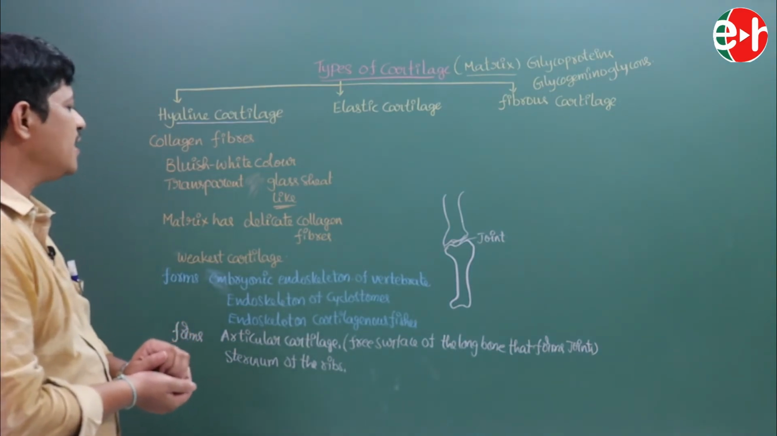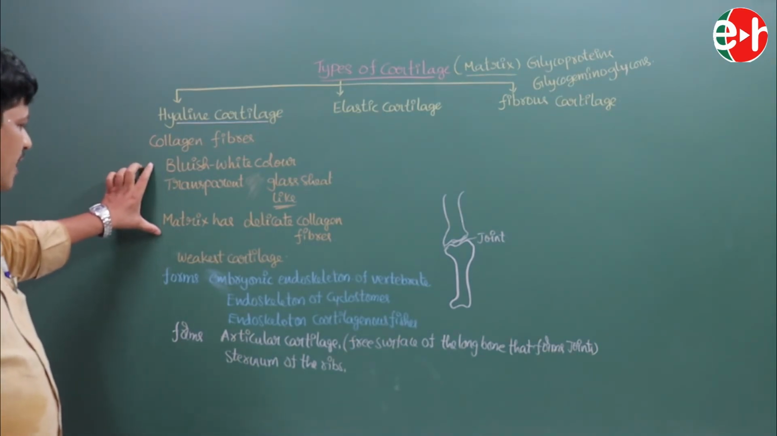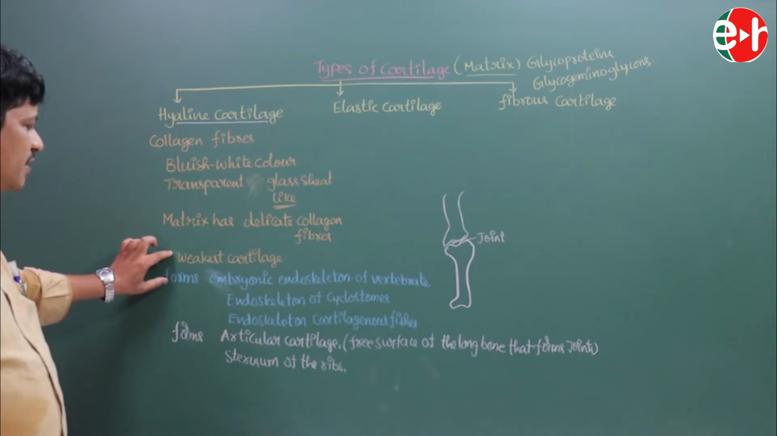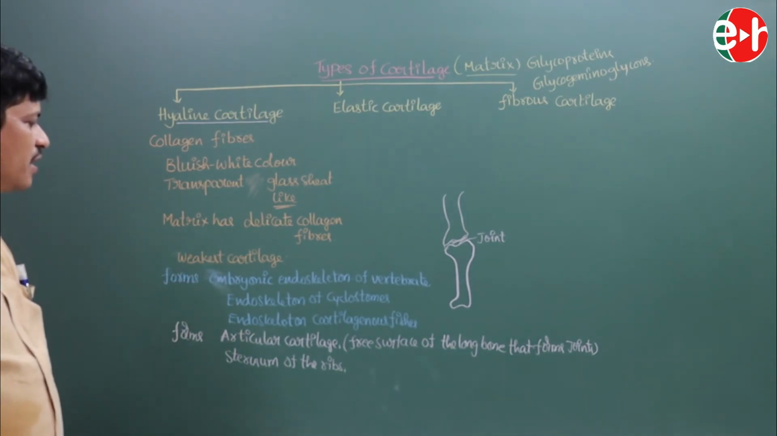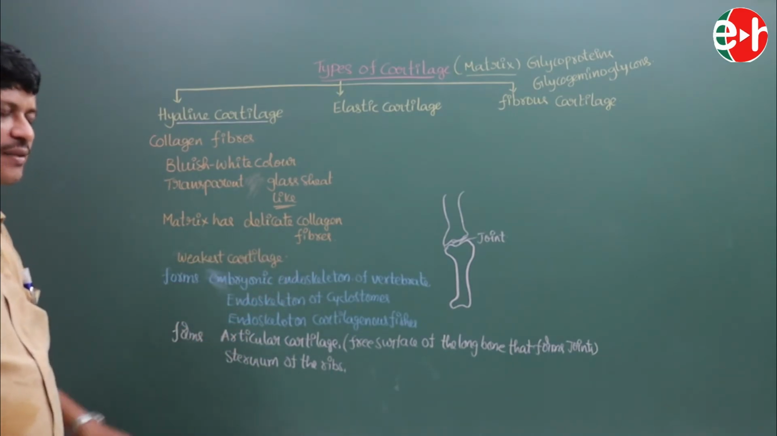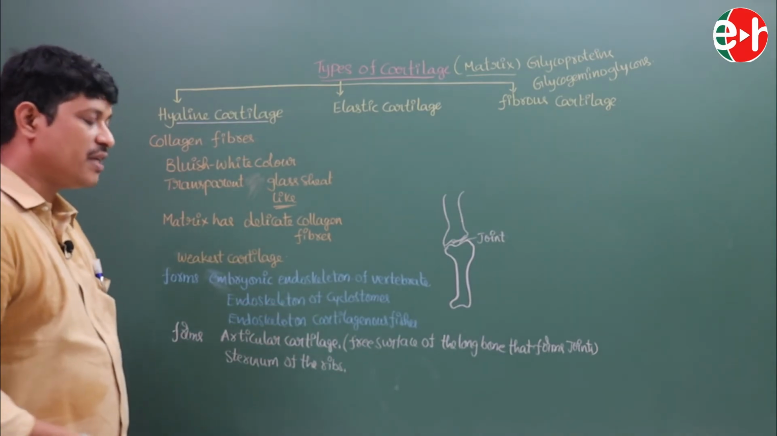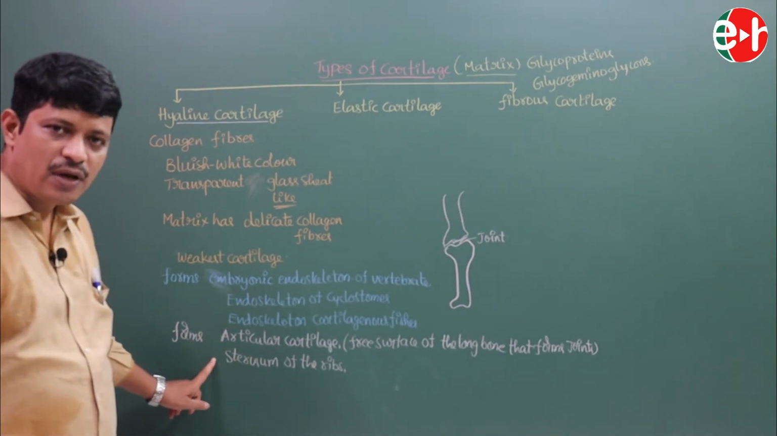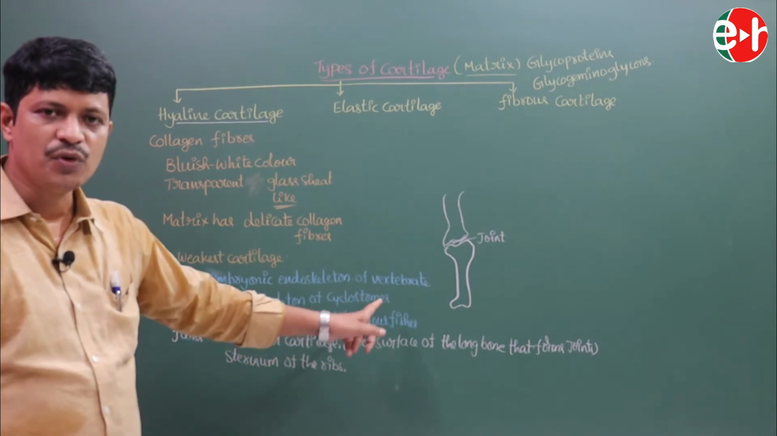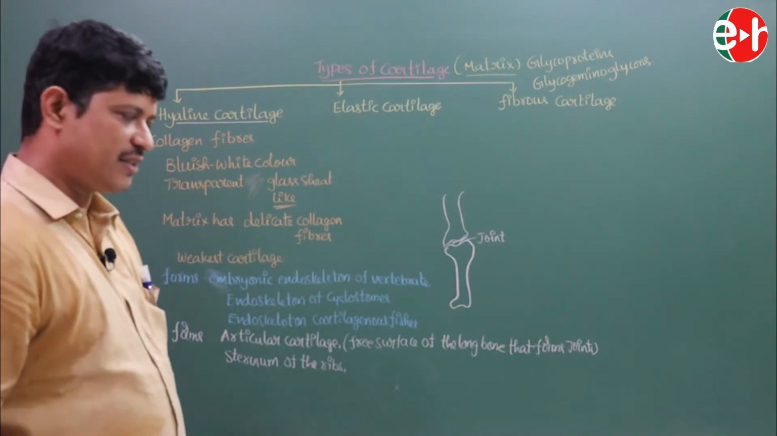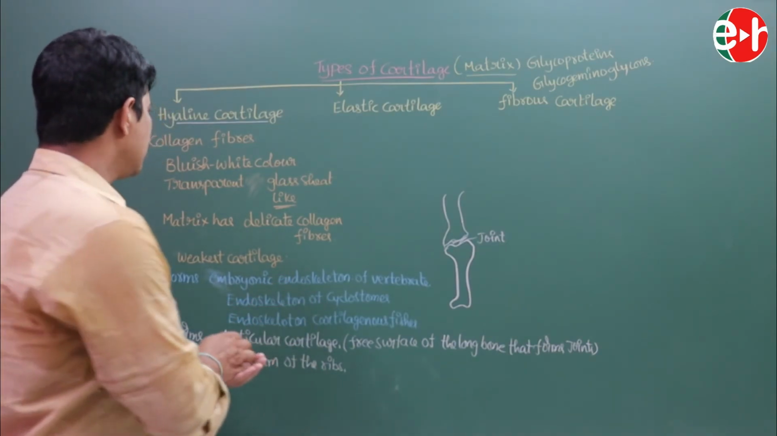Also, this is the hyaline cartilage location. It has delicate collagen fibers, so it is the weakest cartilage compared to the remaining ones. It forms the embryonic endoskeleton of vertebrates, the endoskeleton of cyclostomes, the endoskeleton of cartilaginous fishes. It forms the articular membrane, the free surface of the long bones that forms joints, and the sternum of the ribs.